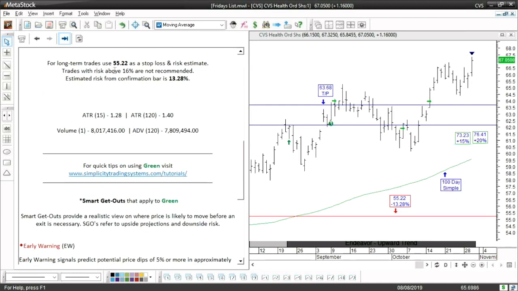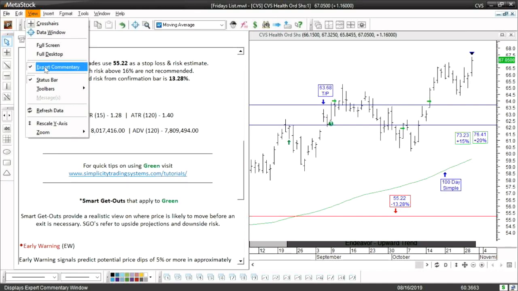For a long-term trade, use 55.22 as our stop loss right here. The risk is 13.28%. Put it on our chart. A trade can't have a risk above 16%. I mean, don't take a trade if the risk is higher than 16%. Well, we're below 16%, so we're going to think about taking this trade.